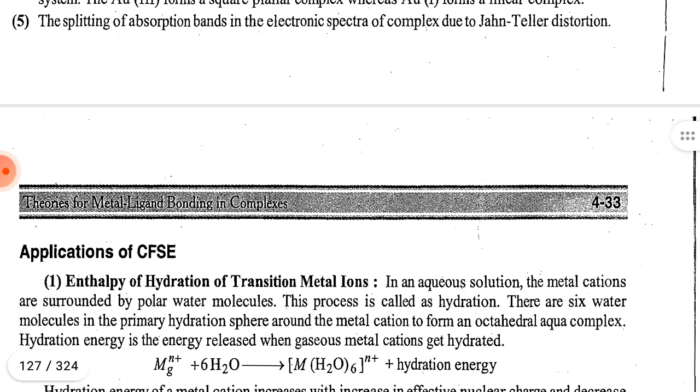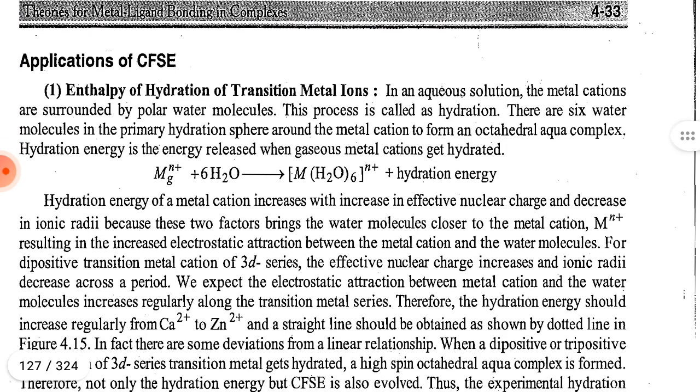The splitting of absorption bands in electronic spectra of complexes is due to Jahn-Teller distortions.